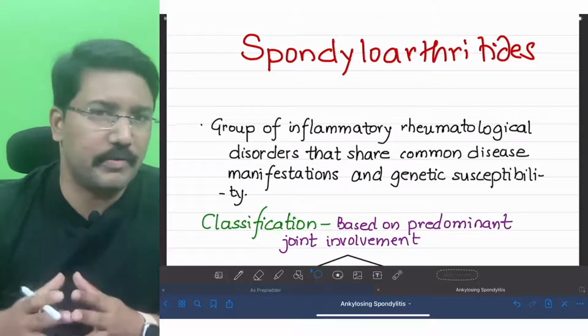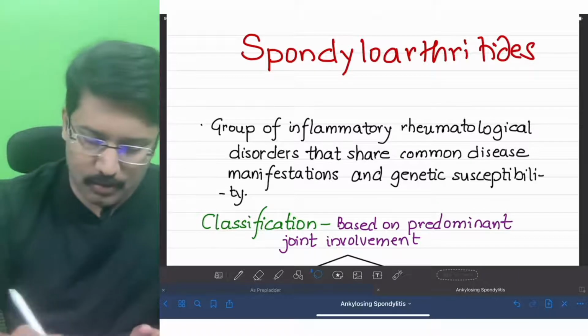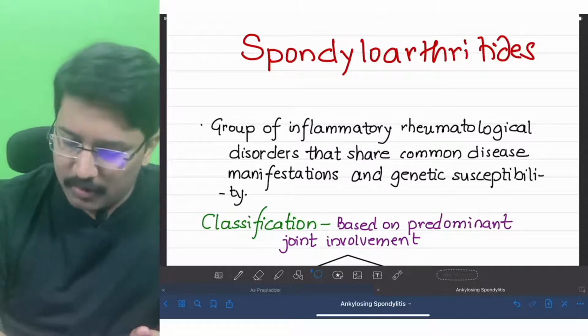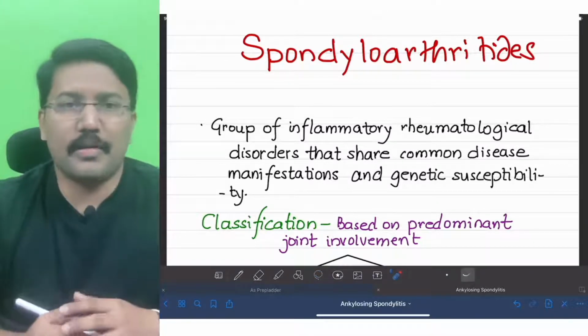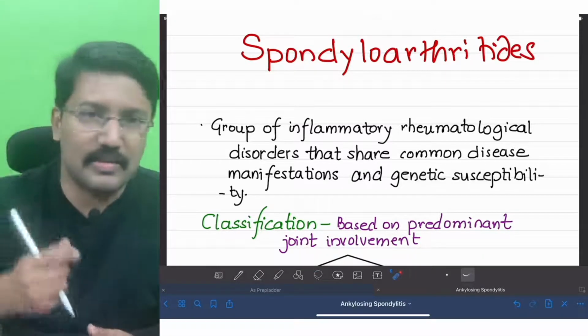In this video module, we will be discussing a little bit of introduction to spondyloarthritis, and then specifically we will be spending time on ankylosing spondylitis. Let me start with defining what is spondyloarthritis. When we say spondylo, obviously we're talking about the axial skeleton.